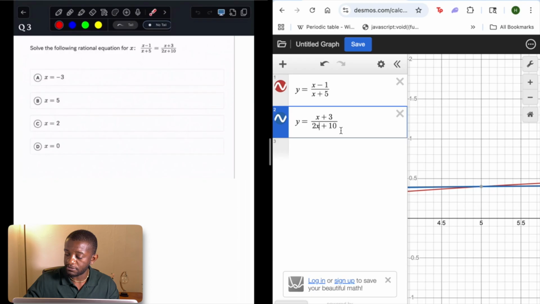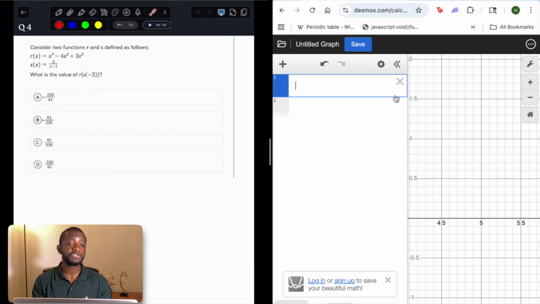Right, let's move on to the next problem. So now, this problem says, consider two functions, r and s, defined as follows.